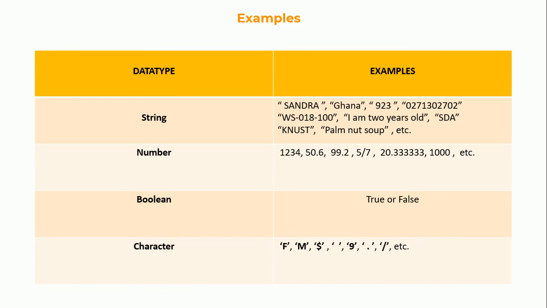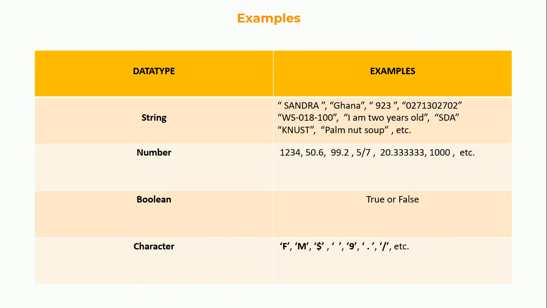I'll come to a number. A number is any item that is numeric. So 1, 2, 3, 4 is a number. It is not surrounded with double quotes. It can be a decimal, so 50.6 is also a number. 99.2 is a number. 5/7 is a number. 20.333 is a number. Now 5/7 is going to get evaluated to a particular value. And that value is a number. That's basically why we see the expression over there.